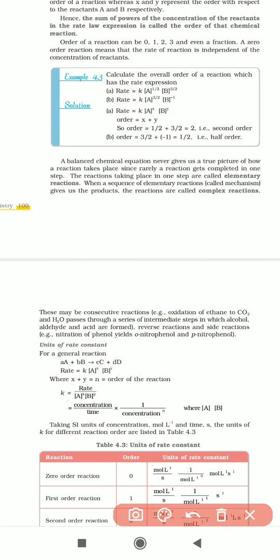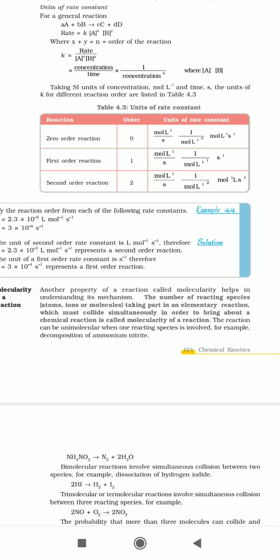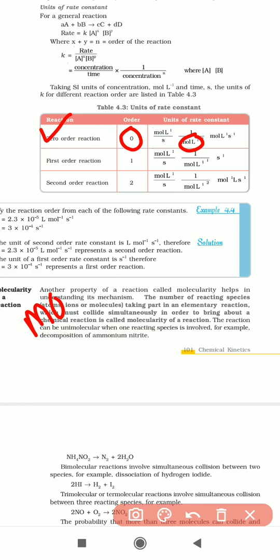So let us see that. Order of the reaction and rate constant values, how we are calculating. If you take a zero order reaction, the order will become 0. Therefore, this value, the whole denominator, will become 0 power. So the unit for the zero order reaction is mole liter inverse second inverse. Mole liter inverse second inverse is the rate constant unit for zero order reaction.